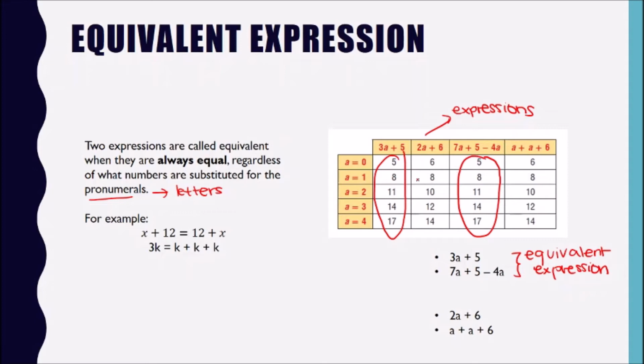Sometimes they will be exactly the same for the first two values, but then the third value might be different. When you substitute a equals 2 into an expression, it might be different, and that's not an equivalent expression. They must be exactly the same no matter what value you're substituting into a. So these two are equivalent, but so are 2a plus 6 and a plus 6. As you can see, 6, 8, 10, 12, 14, and 6, 8, 10, 12, 14. So they're the same.